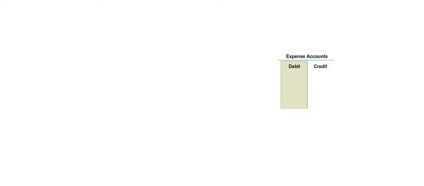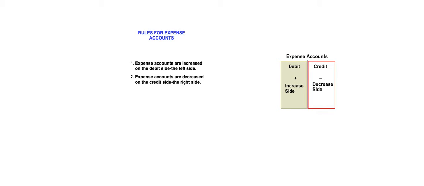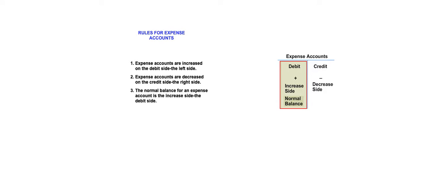Expense accounts record the costs of goods and services a business uses. Expense accounts decrease owner's capital. Thus, expense accounts increase with a debit and decrease with a credit. The normal balance side of the T account for expense accounts is the increase side, the debit side.